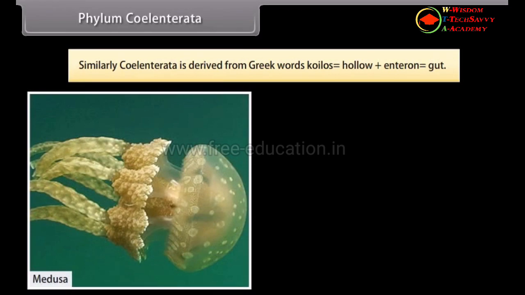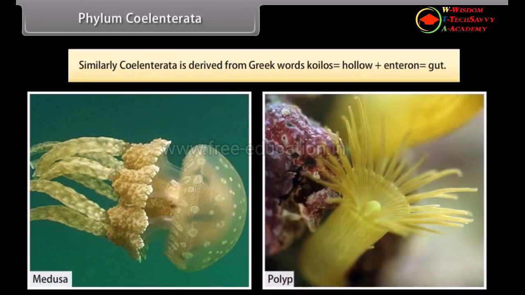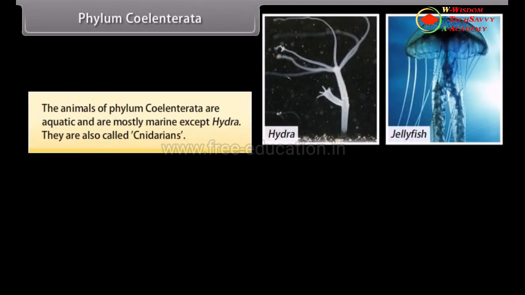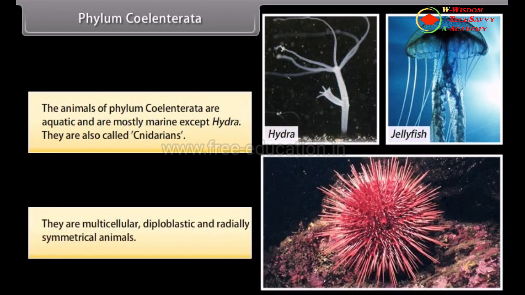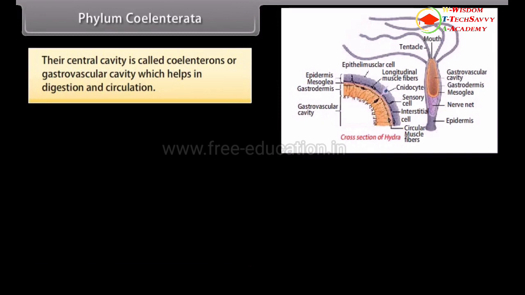Phylum Coelenterata. Similarly, Coelenterata is derived from Greek words koilos, hollow, plus enteron, gut. The animals of phylum Coelenterata are aquatic and are mostly marine except Hydra. They are also called cnidarians. They are multicellular, diploblastic, and radially symmetrical animals. Their central cavity is called coelenteron or gastrovascular cavity, which helps in digestion and circulation.